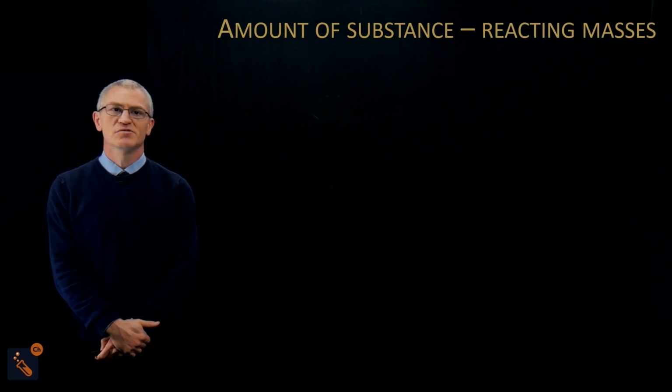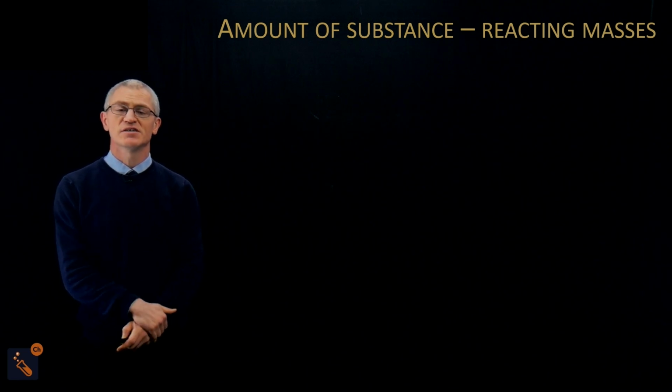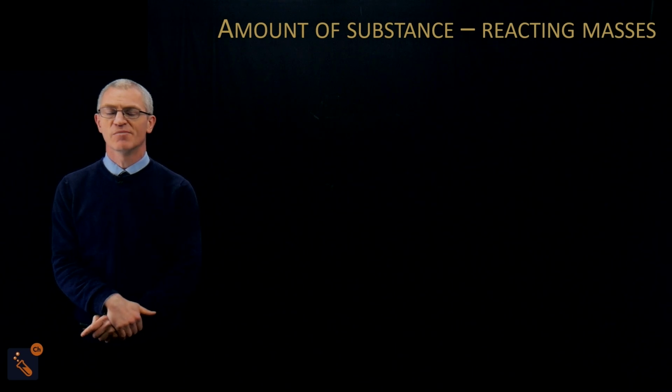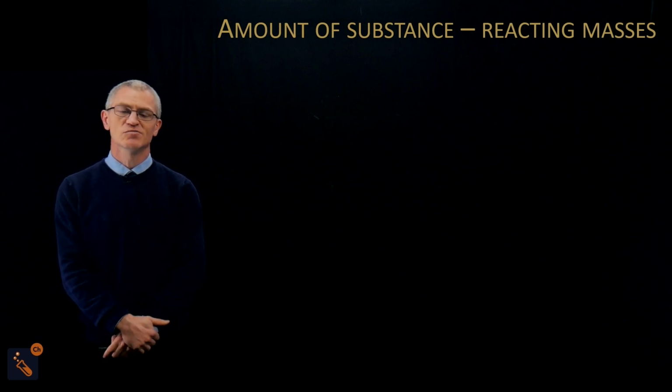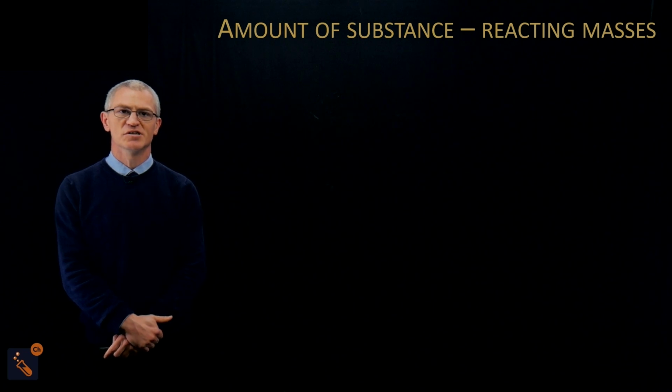In this video, we're going to talk about reacting masses, another area of amount of substance. We're going to be able to calculate the mass of the product created when you have a mass of reactant, and vice versa. If you're given the product, work out how much of the reactant you actually needed. We're going to talk about limiting reactants or reagents, and we'll do some common exam questions as we go through.